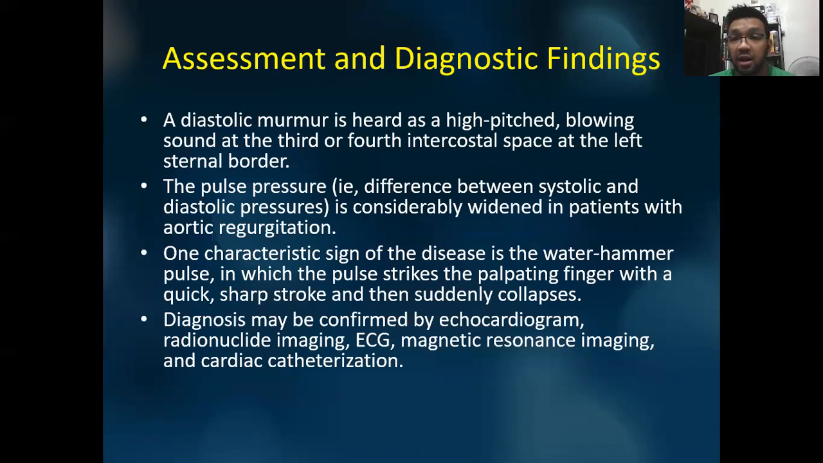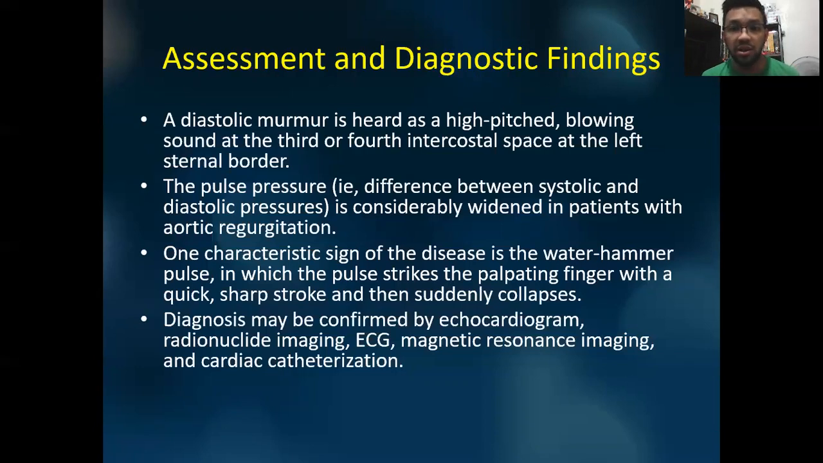Now with the assessment and diagnostic findings, a diastolic murmur is heard as a high-pitched blowing sound at the third or fourth intercostal space at the left sternal border. So it's in between the third or fourth intercostal space in the left side of our chest, the left sternal border. So take note, that murmur is heard at the third or fourth intercostal space. It's a blowing sound that you can hear. The pulse pressure is considerably widened in this condition.